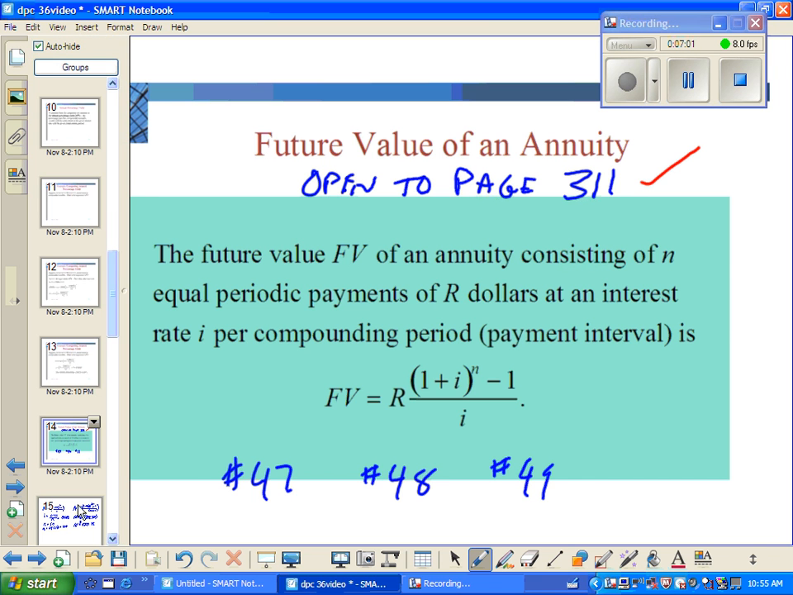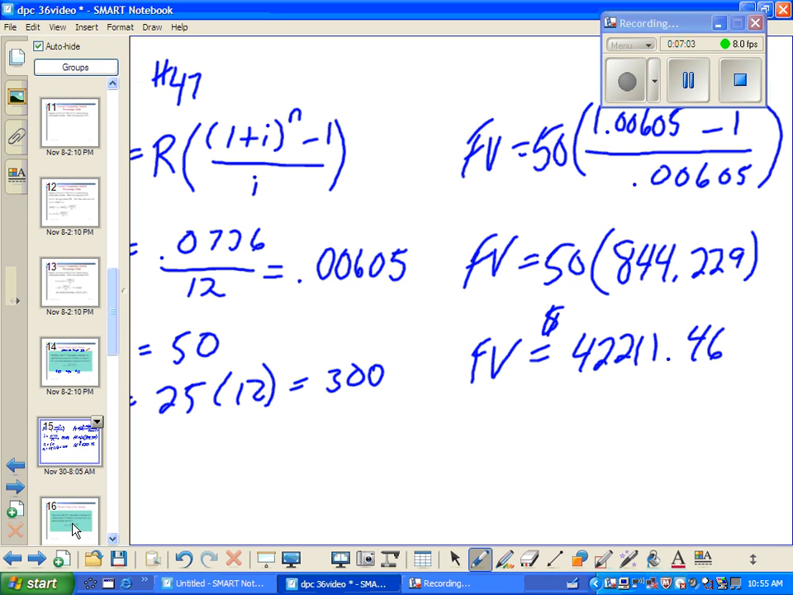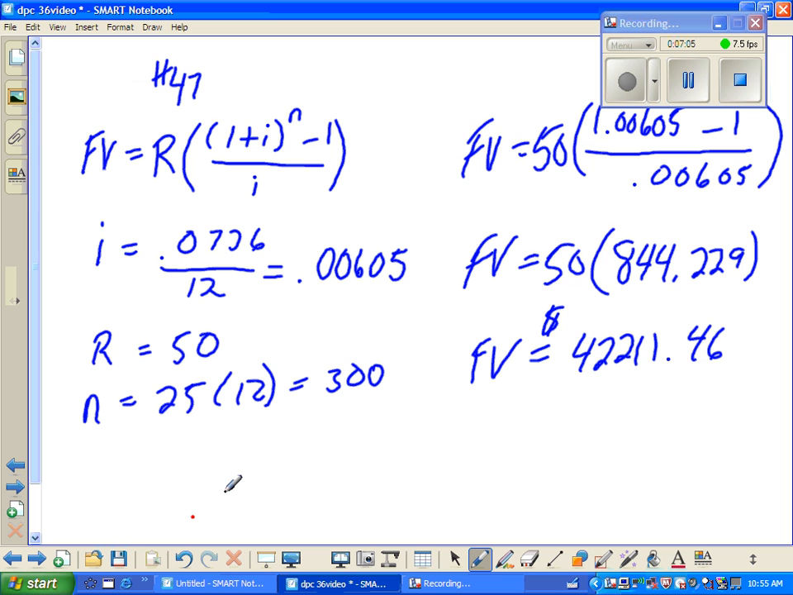Let's take a look at question number 47. On 47, as you read through it, you're going to notice it asks about the future value of an annuity. The first thing I want you to notice is that it says there's a 7.26% interest rate. What we have to do for our I is not use the 7.26%.